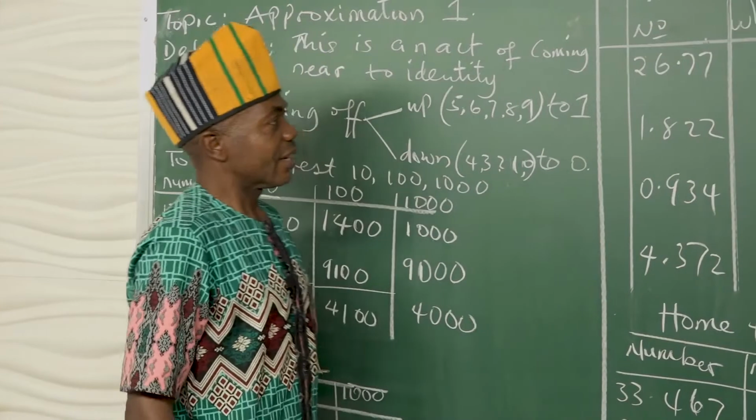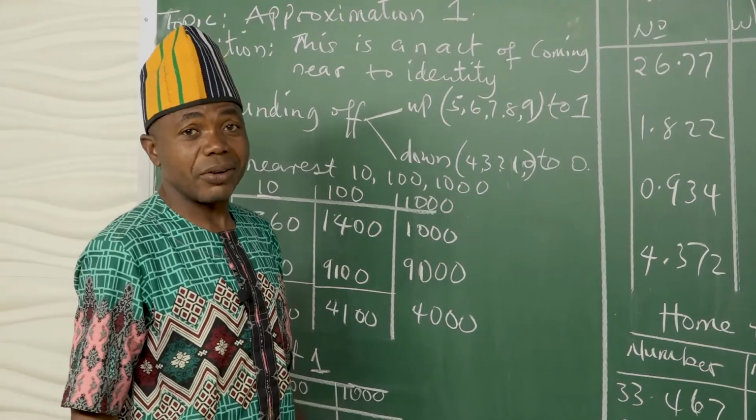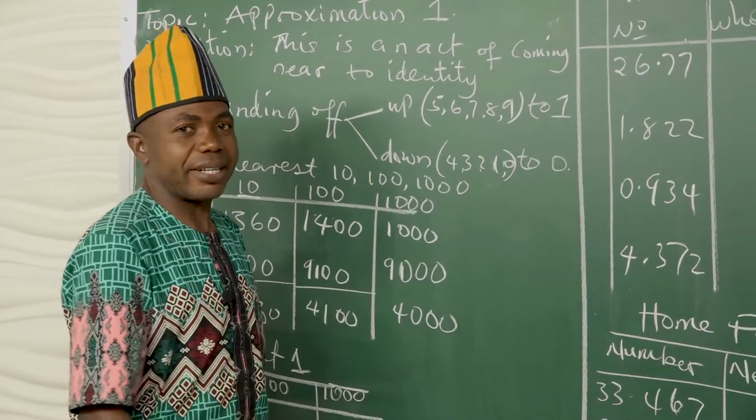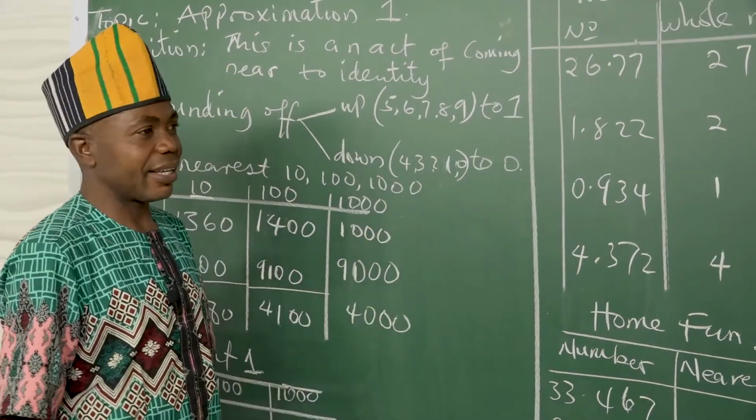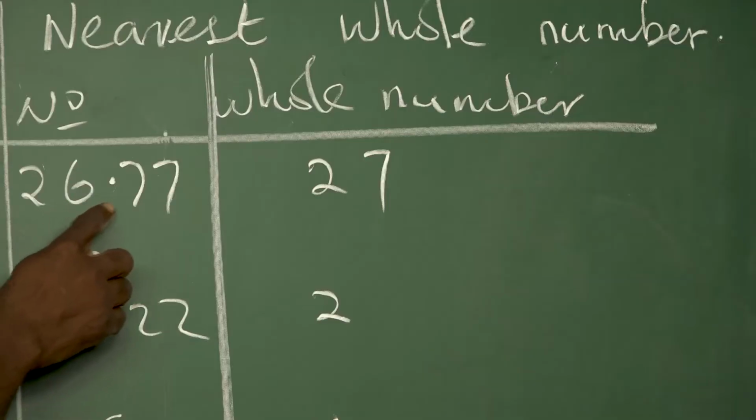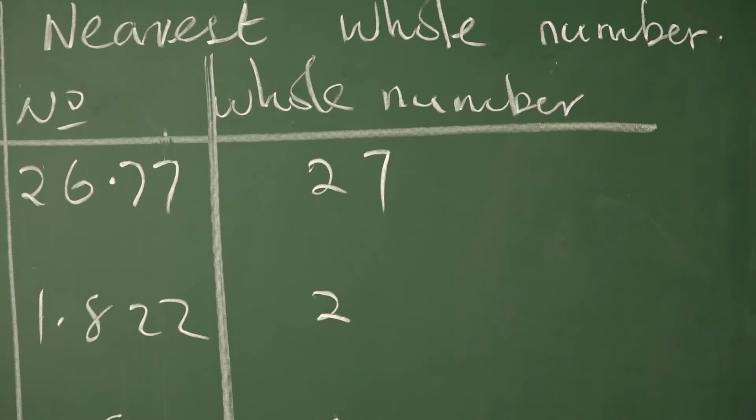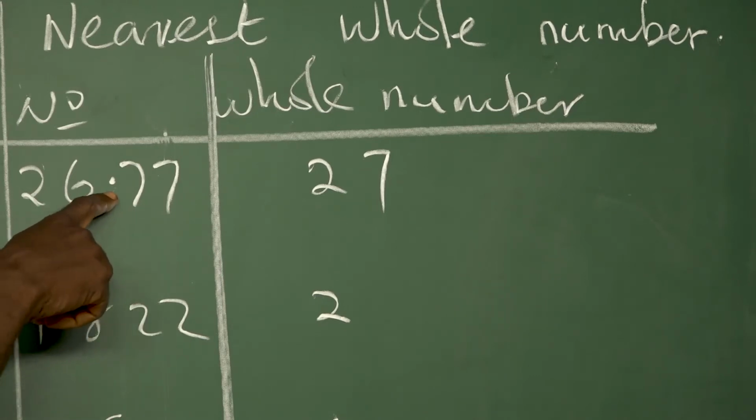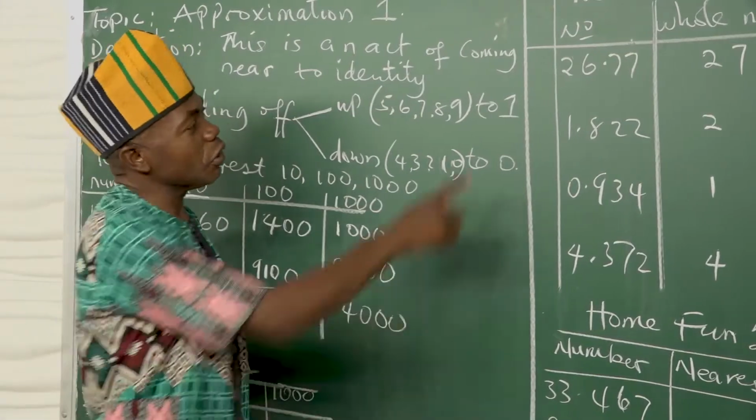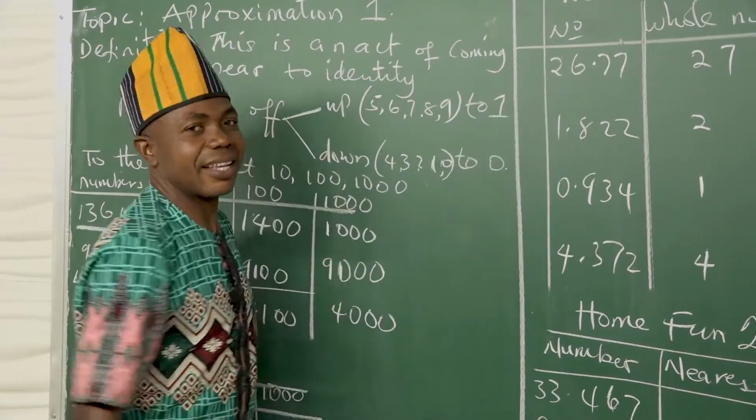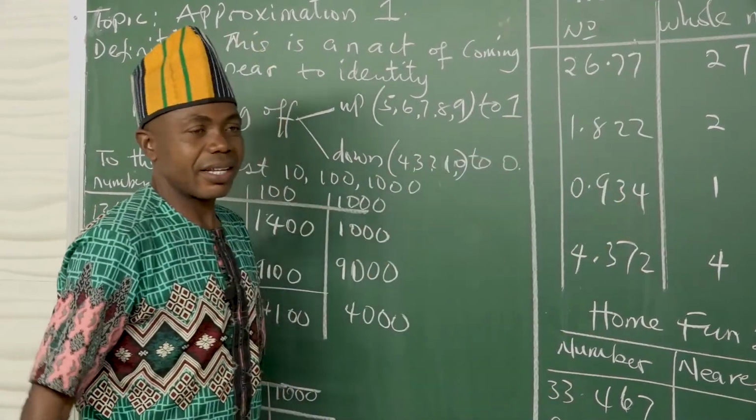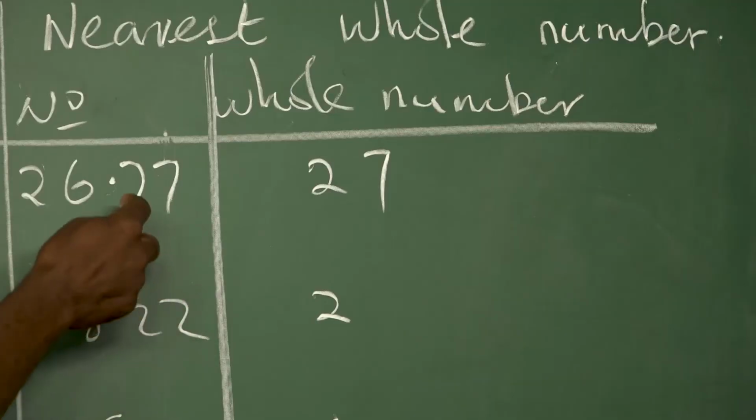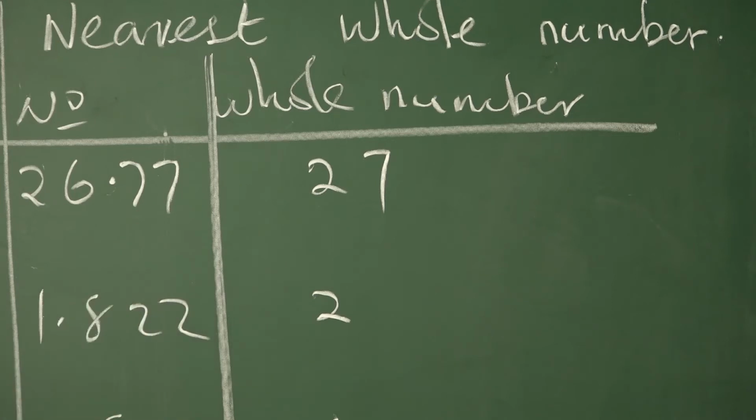26.77 is not a whole number because already it has a decimal point. And numbers that have decimal point cannot be whole numbers. So how do we make 26.77 to the nearest whole number? We consider the whole number before the point. And the whole number before the point is 26. This is pronounced as 26.77. This is decimal, so you digitalize in mentioning them.